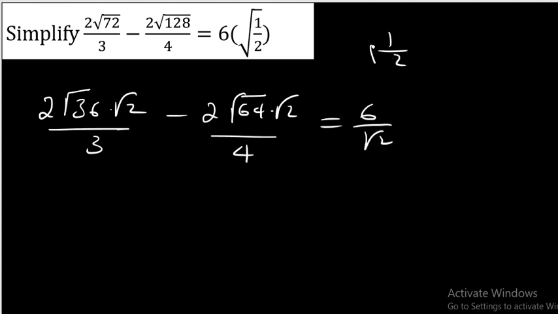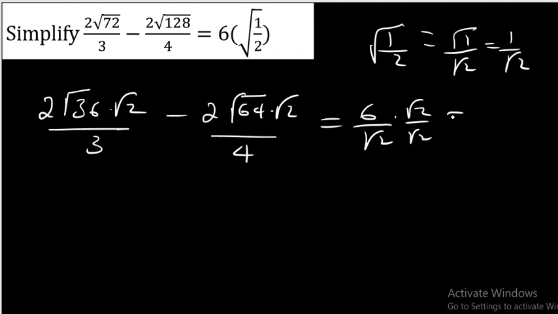1 over 2 in the radical is the same as radical 1 over radical 2, which is the same as 1 over radical 2. So I can remove the bracket and write it this way, and I can rationalize, radical 2 over radical 2, which is equal to 6 radical 2 over 2. That means 3 radical 2. So, only this part.